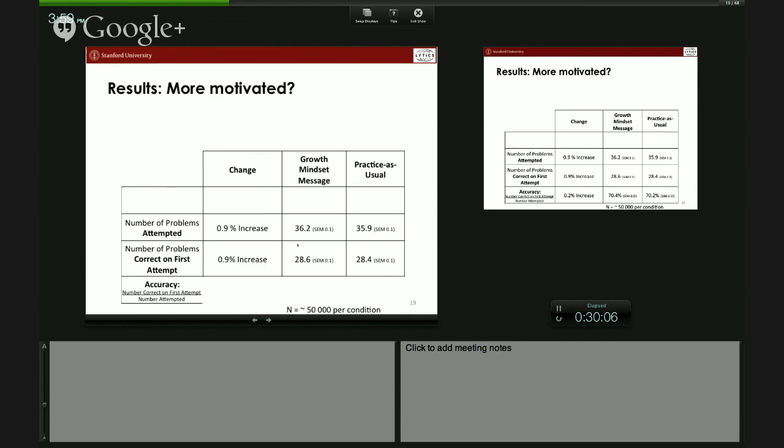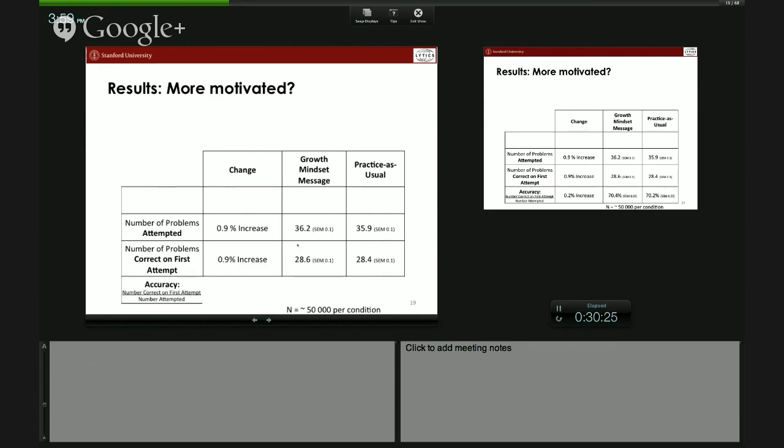Oh yeah, sure. The 0.9% increase, yes, is the ratio of 36.2 over 35. Right? No, it's 35.9 minus 36.2, so 0.7 divided by, yeah.